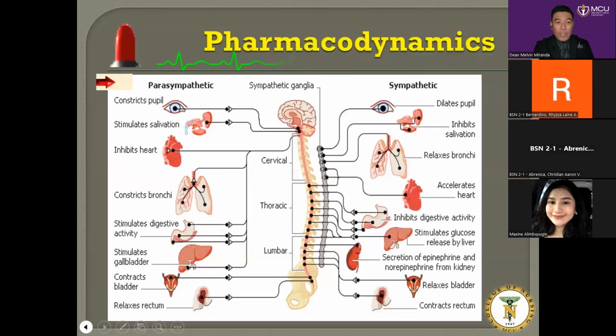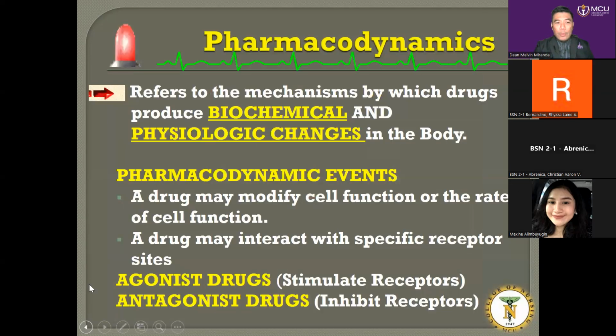When we considered pharmacokinetics, we mentioned the ADME and emphasized absorption, distribution, metabolism, and excretion. When we talk about pharmacokinetics, it started with the administration site. It passed across the tissues and reached the systemic circulation. If you can still remember the ADME.